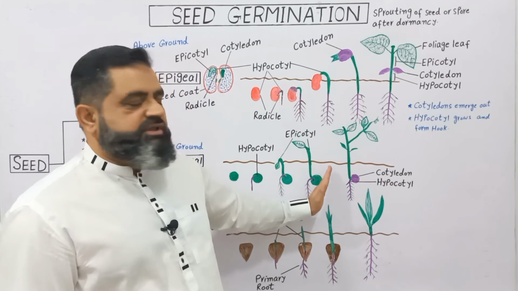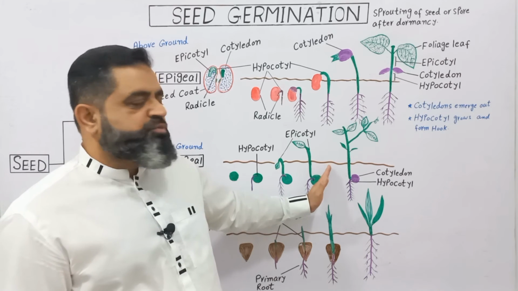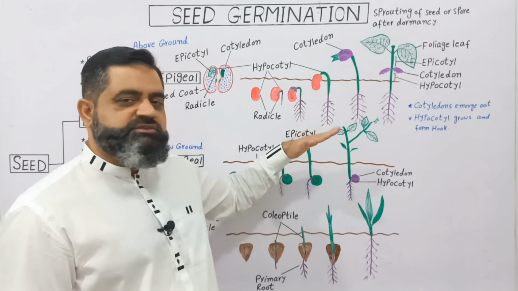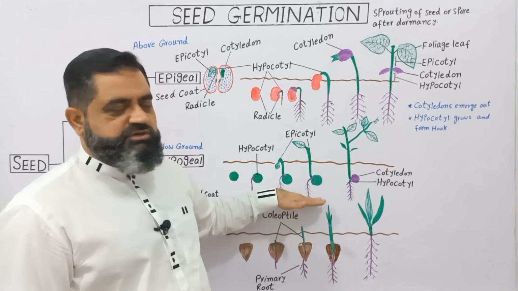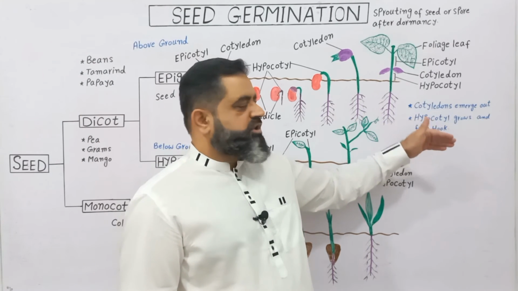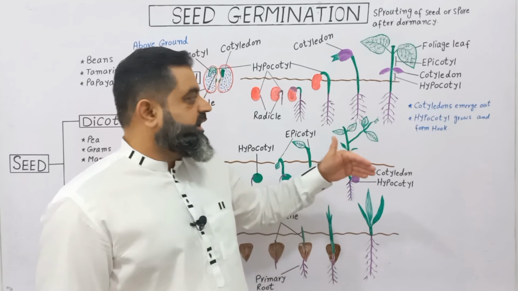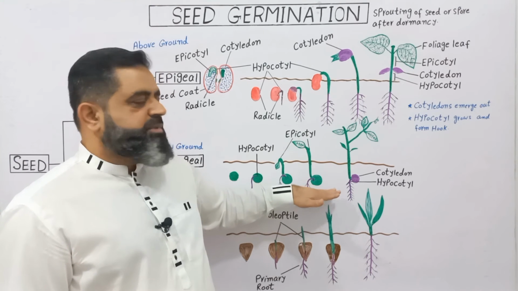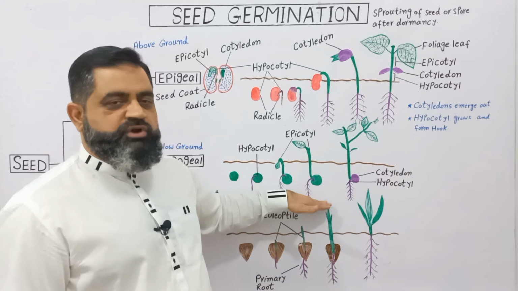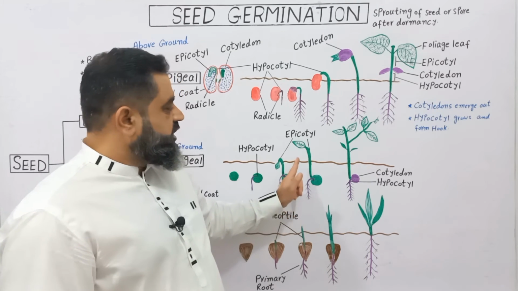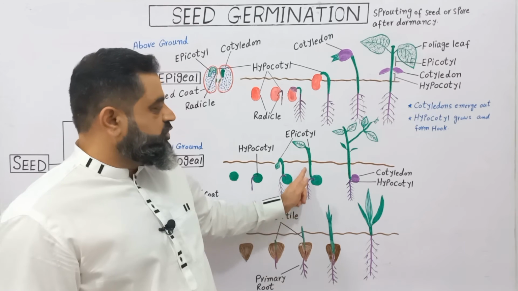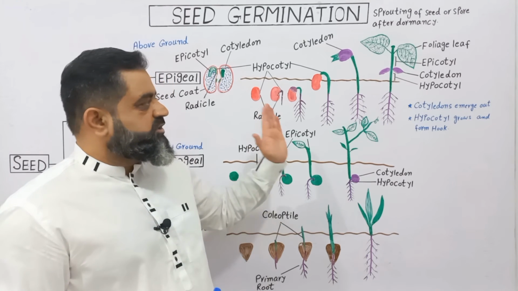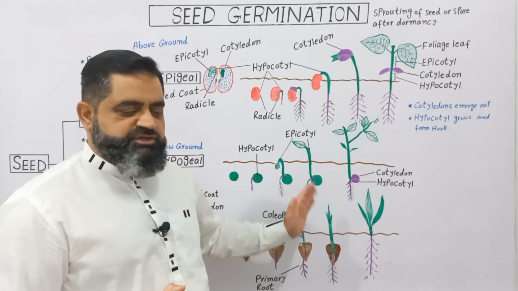So if you look at the difference between epigeal and hypogeal germination, there are two main differences. First, cotyledons emerge out of the soil in epigeal germination, while cotyledons remain below the soil in hypogeal germination. In epigeal germination, the hypocotyl grows, elongates, forms a hook and pulls the whole seed out of the soil, while in hypogeal germination, the epicotyl grows while the hypocotyl remains below the ground. The epicotyl grows into a shoot-like structure, and then the shoot produces leaves. So these are the two main differences between epigeal and hypogeal germination.